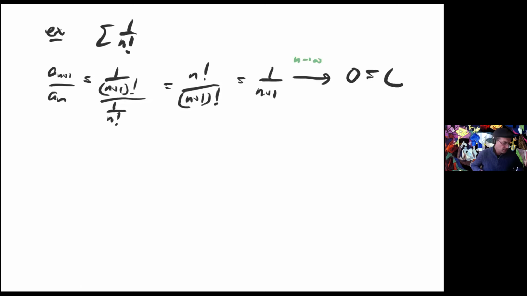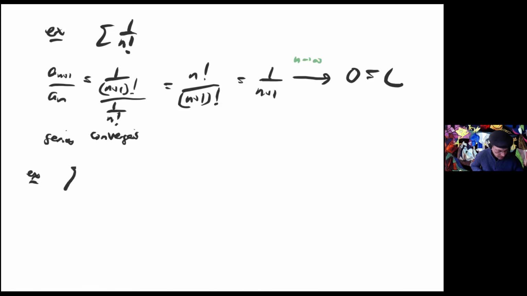Since L is less than 1, we see that the series converges. I don't have to say absolutely here because there's no extra information in the word absolutely, because the series is a series with positive terms. Here's another example.